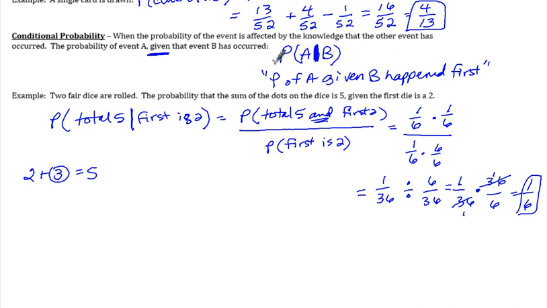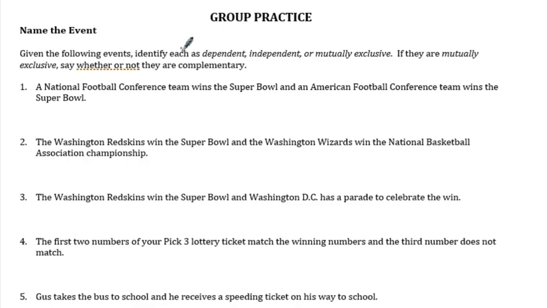Okay? So let's go back and analyze this vocabulary we just learned. Let's look at some events and identify whether they're dependent, independent, or mutually exclusive. And if they're mutually exclusive, we need to say if those are complementary. So let's take a look at the first one. An NFC team wins the Super Bowl, and an AFC team wins the Super Bowl. Are those dependent, independent, or mutually exclusive?